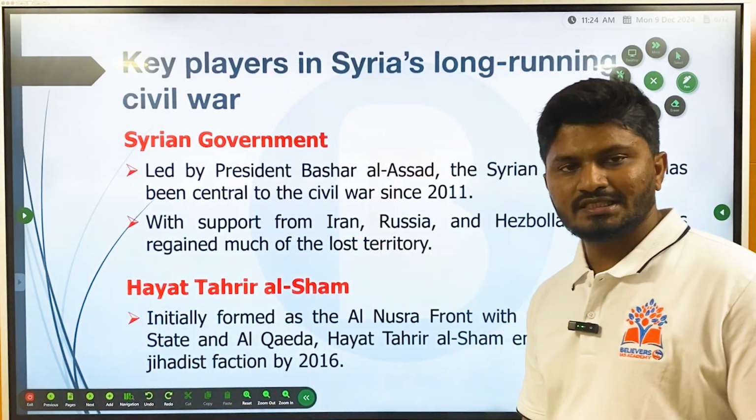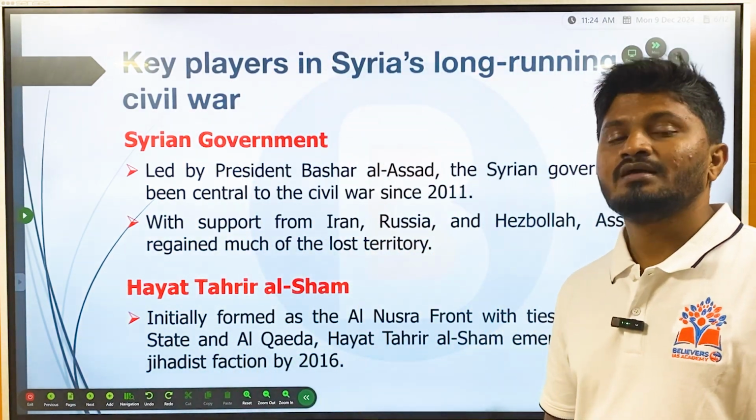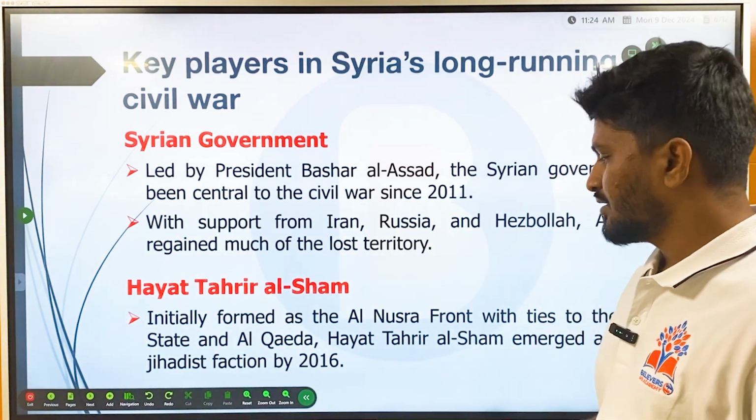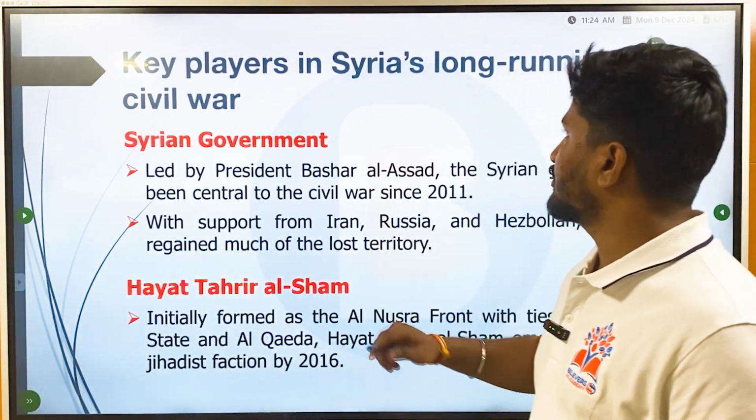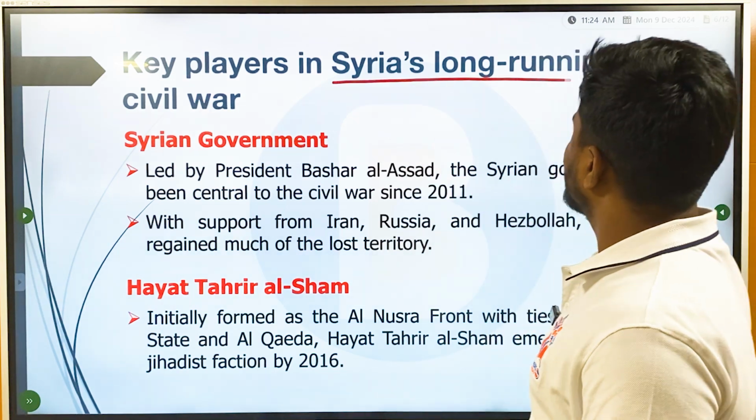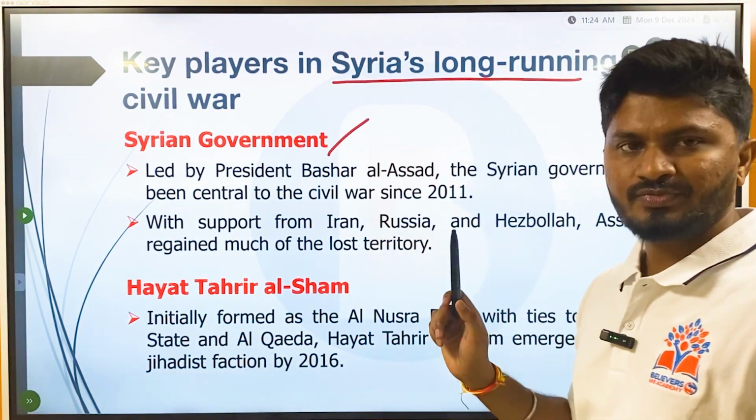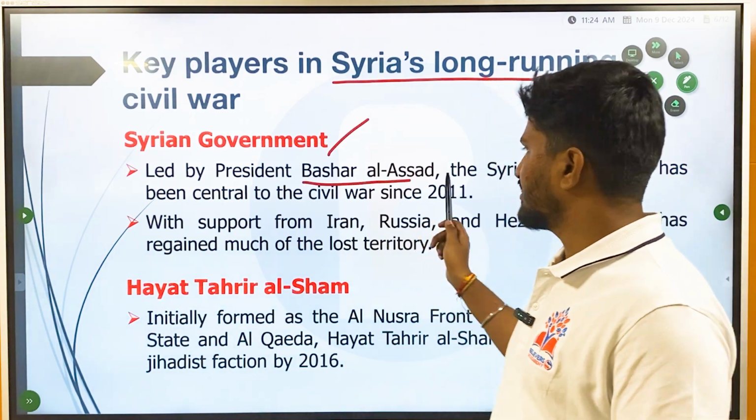So before we understand the present context, before we understand why the present new attack has happened, we have to understand the players which are relevant in the Syrian war. Key players in Syria's long-running civil war. First and foremost is the Syrian government, which is led by President Bashar al-Assad.